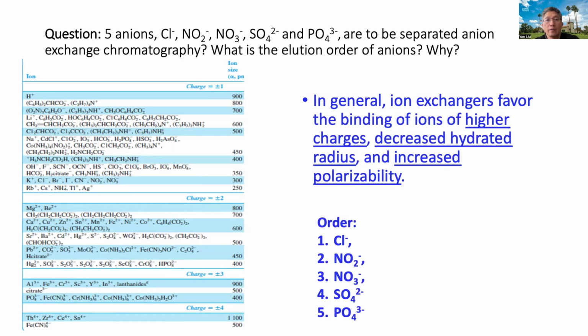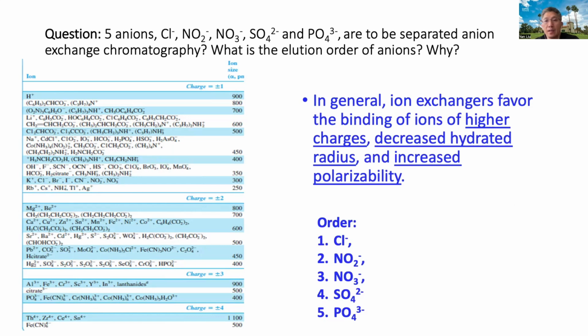The order from the first to the last peak should be chloride, nitrite, nitrate, sulfate, and phosphate. As mentioned, the primary factor is the charge. Phosphate has the highest charge, 3, therefore it will be the last one. Sulfate, with 2 charges, is second to last. The other 3 all have the same charge, so the order cannot be differentiated yet. But for sure, they appear before sulfate and phosphate because they have fewer charges than sulfate.